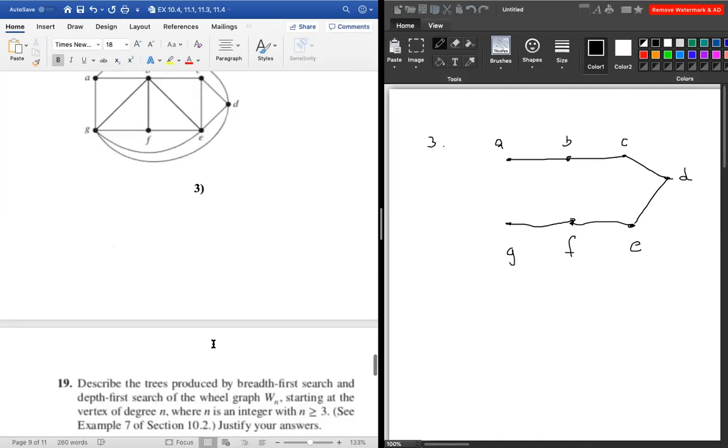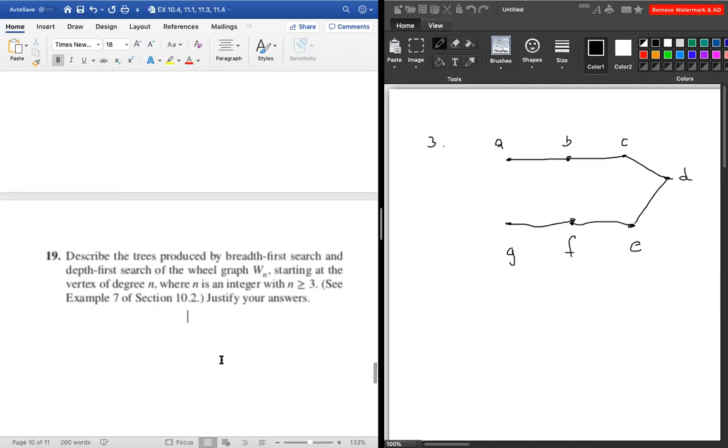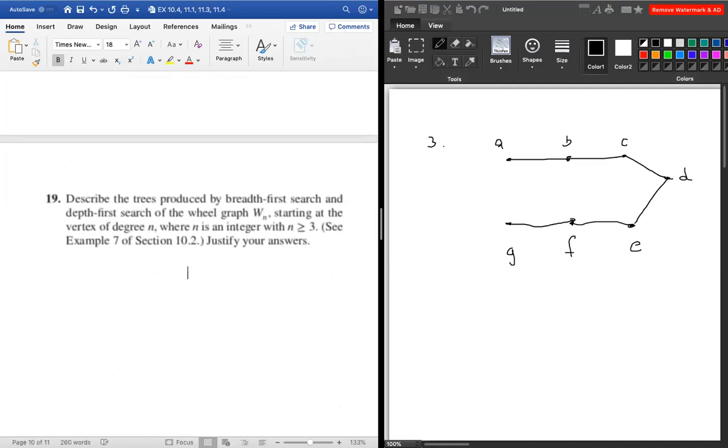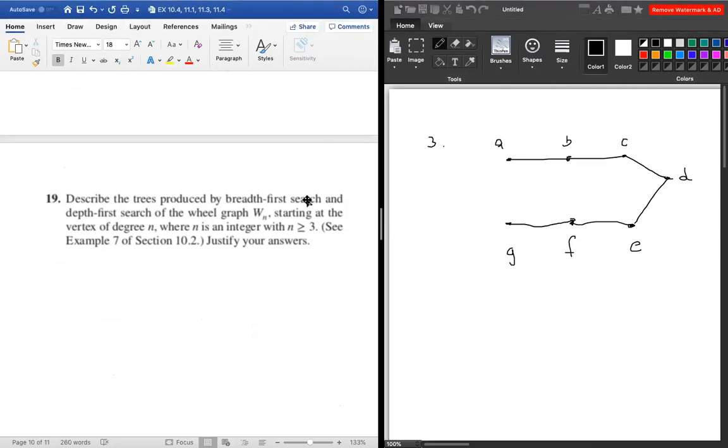Okay, let's take another question. Question number 19. Describe the trees produced by BFS and DFS of the wheel graph starting at the vertex of degree n, where n is an integer with n greater than or equal to 3.